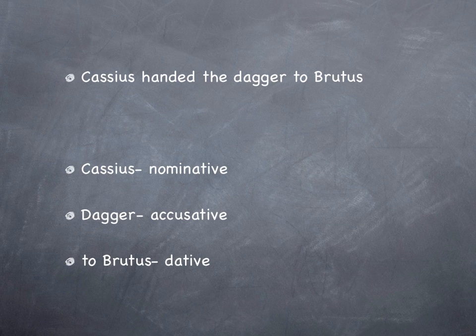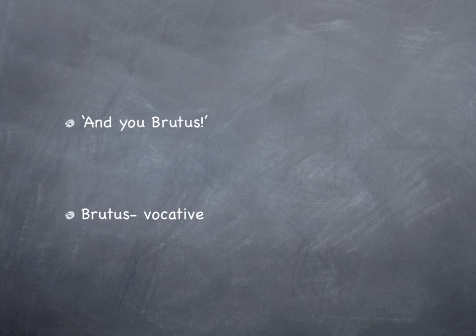The first sentence. Cassius handed the dagger to Brutus. Cassius is the subject of the sentence, therefore he's in the nominative. The word dagger is the object of the sentence, therefore it's in the accusative. And last of all, to Brutus. Because we have the word to there, then it is going to be in the dative case.